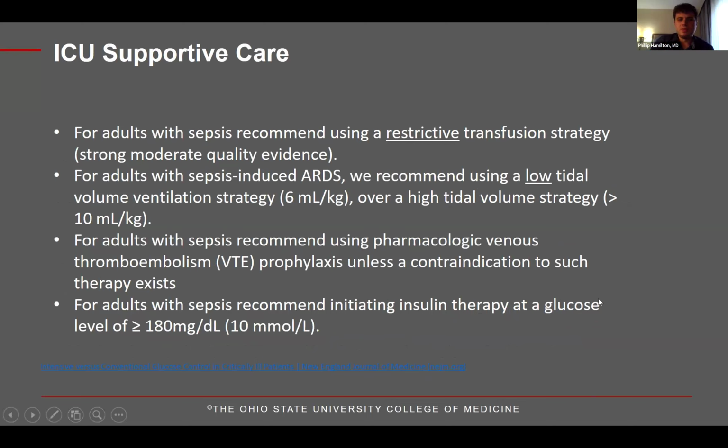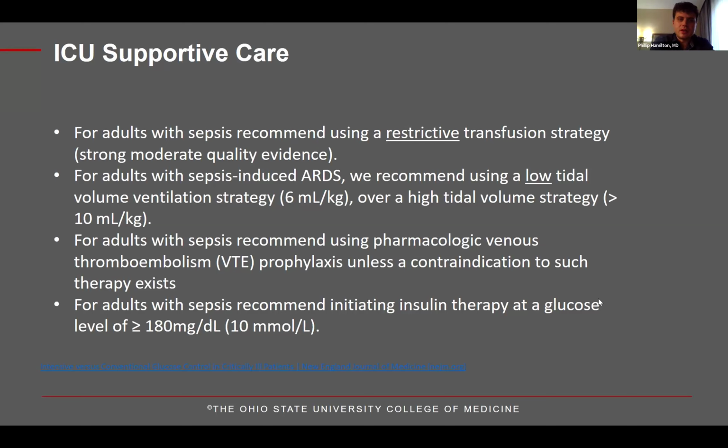And so some of the guidelines include comments on some of the supportive care for patients who are admitted to the intensive care unit. So regarding transfusions, the adults with sepsis fall under the general category for most patients these days who don't have a cardiac history. We're using more of a restrictive transfusion strategy that's based on some strong moderate quality evidence. So for most patients, targeting a hemoglobin of 7 is appropriate.